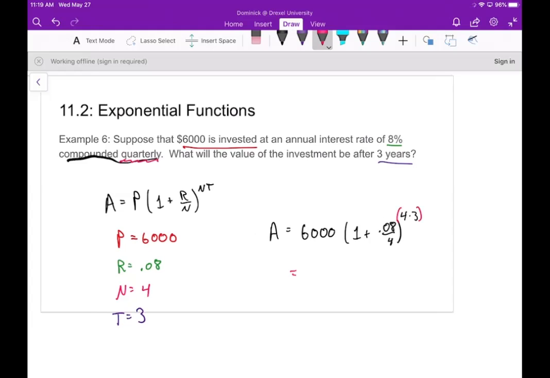So let's do it. I want to do 6,000 times (1 plus 0.08 divided by 4), and then I'm raising that to the 4 times 3. So we're going to get that A is roughly equal to 7609.45. And of course, we're talking dollars and cents, so we'll always round these to 2 decimal places. Right? So the value of the investment after 3 years will be about $7,609.45.